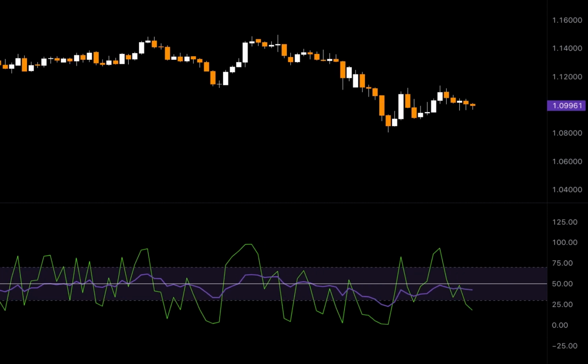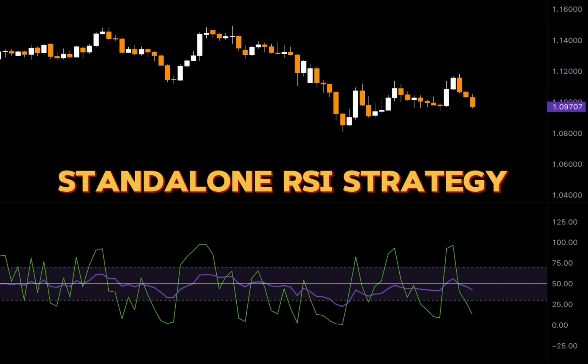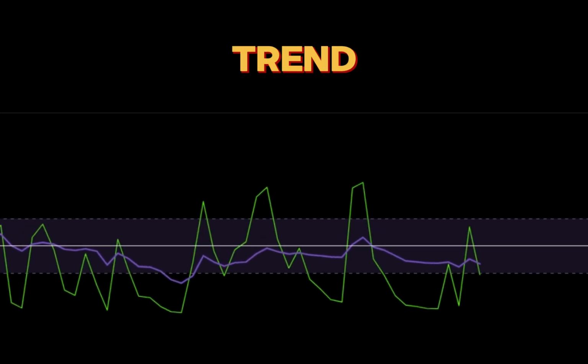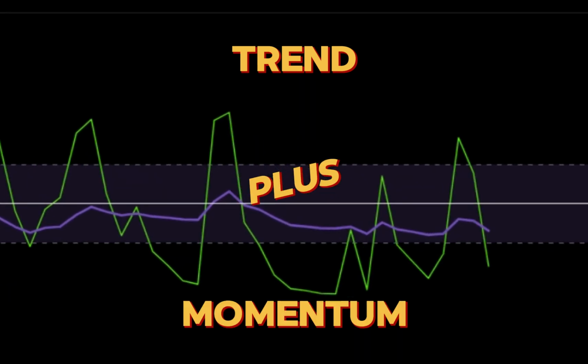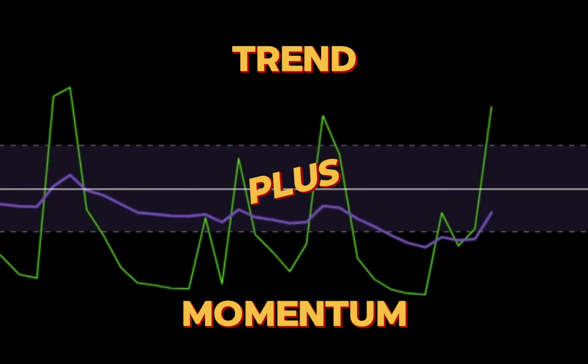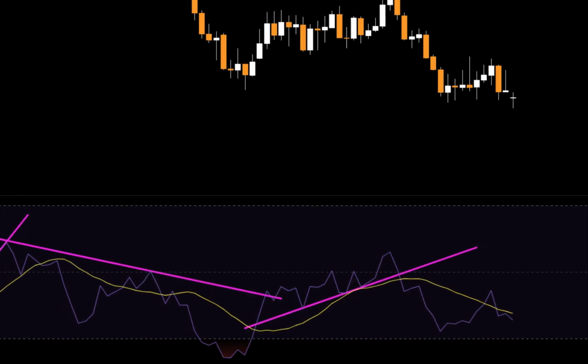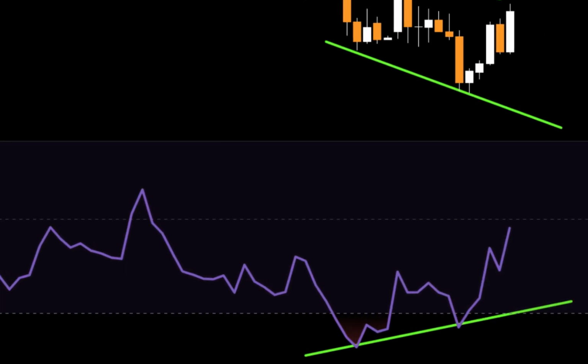Today we're testing a dead simple standalone RSI strategy that serves double duty as both a trend indicator and a momentum oscillator at the same time. Most RSI strategies use additional indicators, RSI trend lines or divergence for their signals, but not this one.